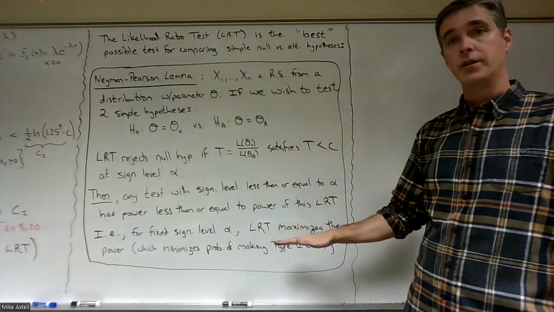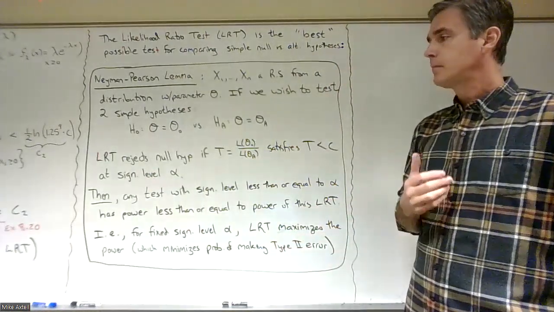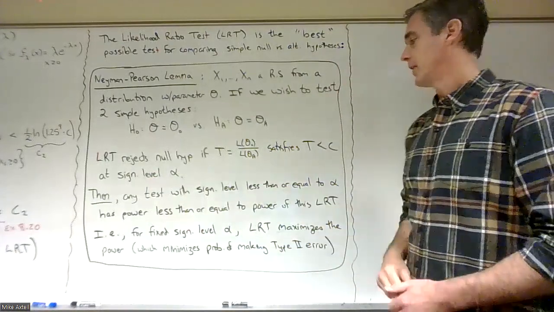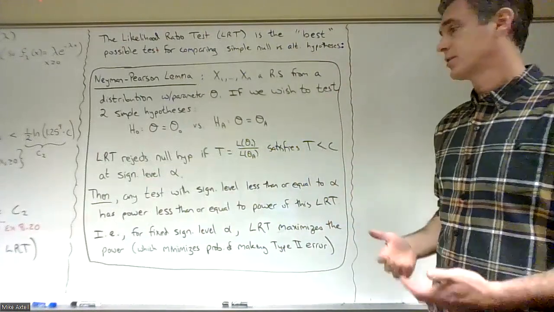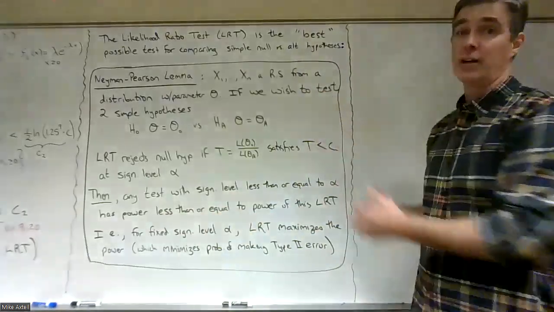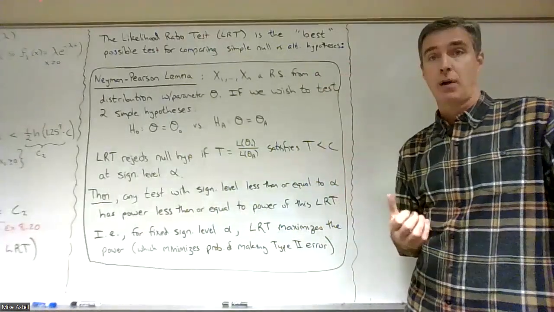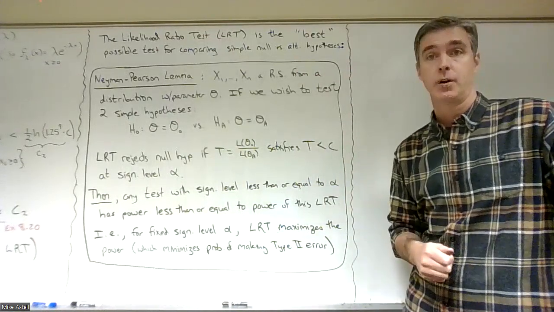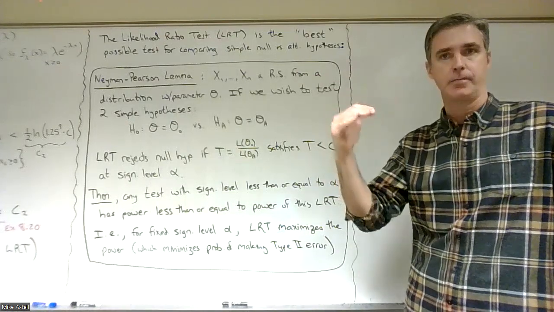Here is the cool result that tells us the likelihood ratio test is the best test, okay? All right, if you come up with any other statistical test with a significance level that's alpha or smaller, then that other statistical test will have a power that's less than or equal to the power of the likelihood ratio test. And remember, we like big power. Power is the probability that I correctly reject the null hypothesis when it's not correct, all right? So I'd like that power to be as large as possible, as close to 1 as possible, right?